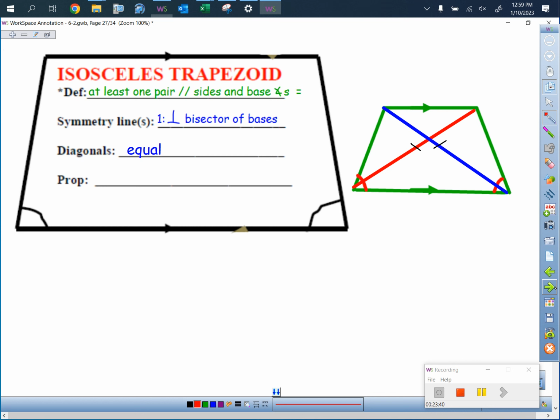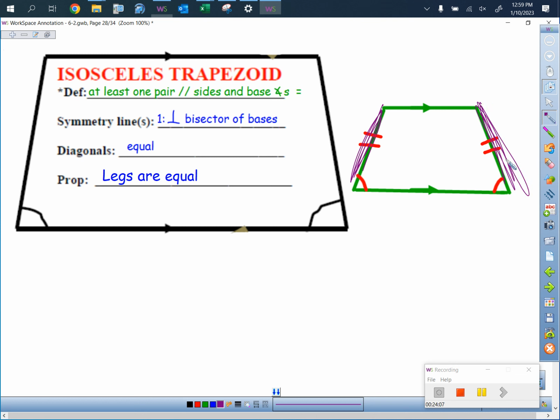And then the property of these guys is that the legs are equal. Just like in an isosceles triangle, it's got like 2 equal sides, you know. These dudes right here are called the legs. They're not the bases. Those are the legs. They are equal. I will answer this question right now.